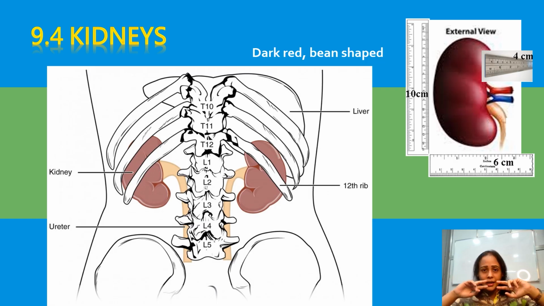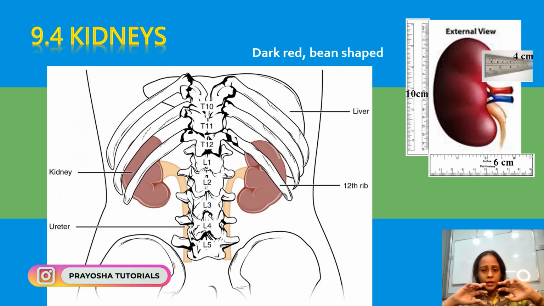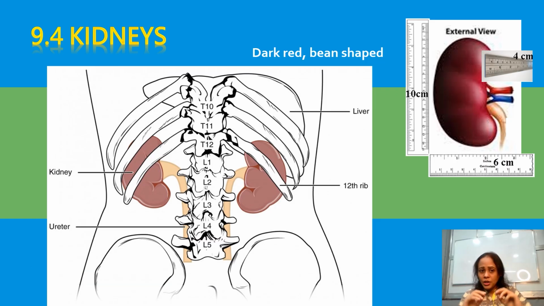They are located at the last 2 ribs from the bottom. That is the floating ribs, if you remember. So we have 12 ribs. The last 2, the 11th and 12th, are called floating ribs, and there the kidney is located. The height, the breadth and the width, all 3 should be noted for the kidney, so you get an idea about the size of the kidney.